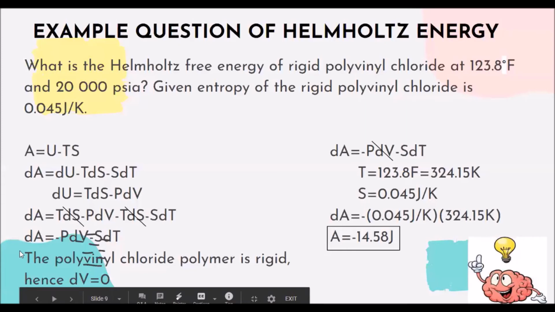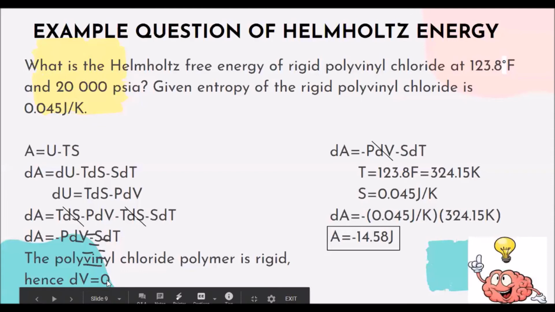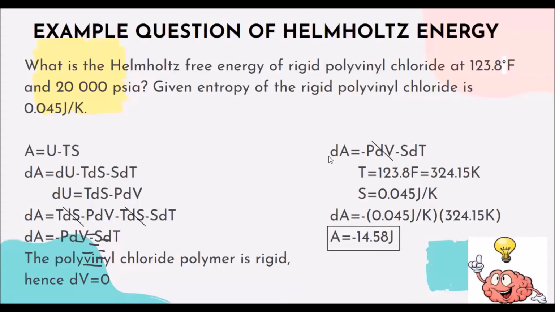It says here that the polyvinyl chloride polymer is rigid, hence dV is equal to 0. So from the previous equation of dA equal to minus PdV minus SdT, minus PdV can be cancelled off since dV is equal to 0, and it will give us the equation of dA equal to minus SdT.